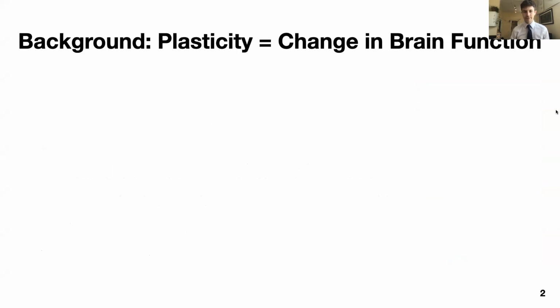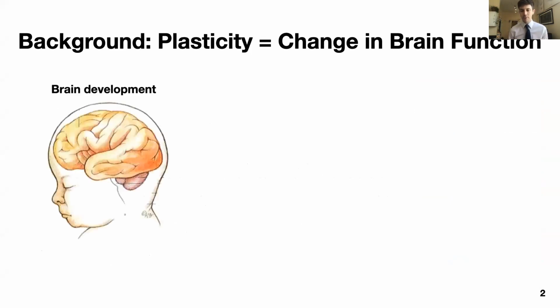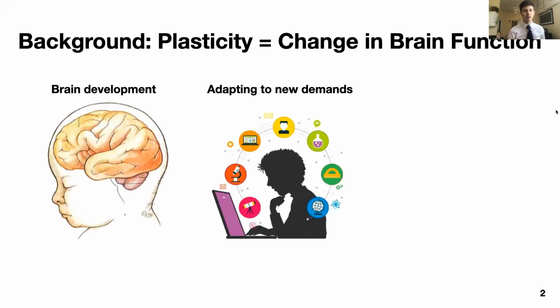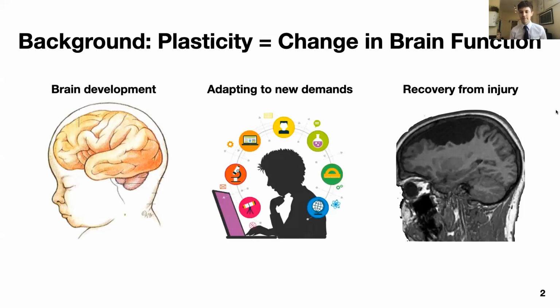All right, so for some background, the first thing you need to know is that plasticity is a set of biological processes that reshape brain circuits and change the way they function. So plasticity is very important in all of our brains. It allows for brain development, allows us to acquire new skills and knowledge throughout our lives, and it can enable us to recover from even serious brain injuries.